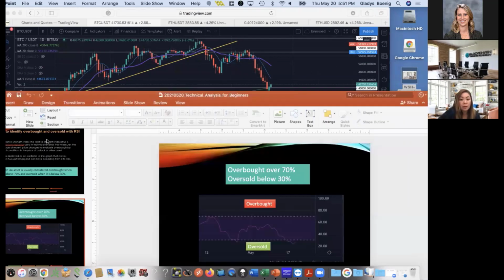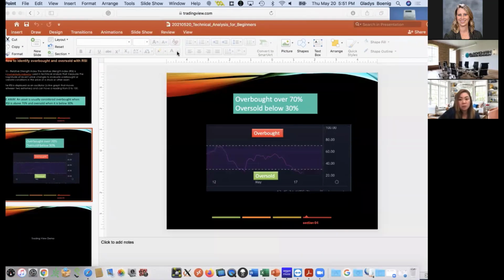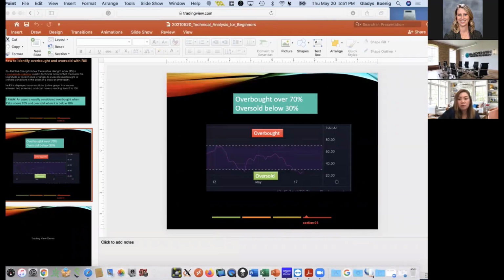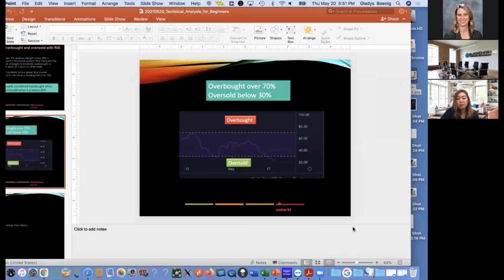So now that we know all of these indicators, so I put it all here, I would like to move on with the Bollinger Bands.